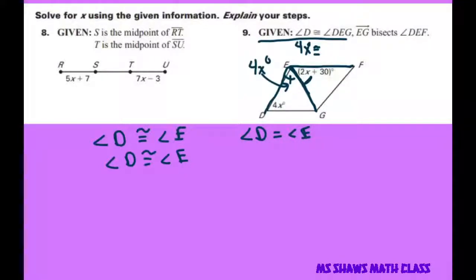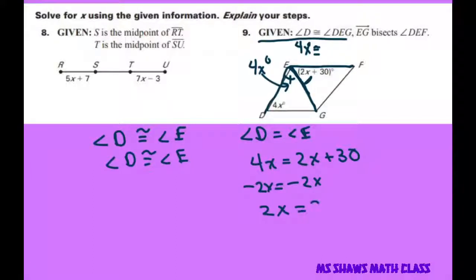So we're going to use substitution and just write 4x equals 2x plus 30. Subtract 2x from both sides of the equation, and you get 2x equals 30. Therefore, x equals 15. You divide both sides by 2 using your division property, and x will equal 15.